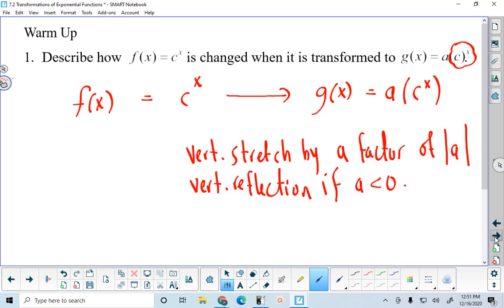This is nothing new. It's absolutely nothing new. I'm just taking a few minutes here to review all of the different things that can happen in terms of stretches and reflections and all of that.